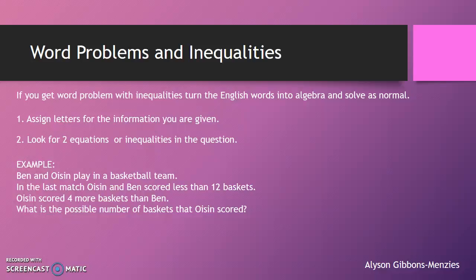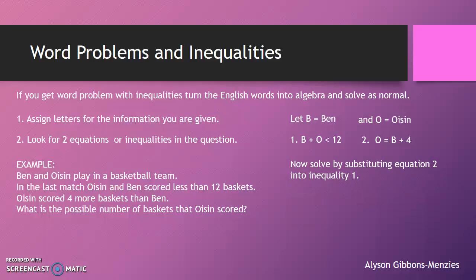Okay, let's look at number 1 above. Let's assign letters for the information we're given. So let Ben be B and Oshin be O. Now we've got to look for equations or inequalities in the question. So, in the last match, Oshin and Ben scored less than 12 baskets together. So B plus O is less than 12. And the other information we're given is Oshin scored 4 more baskets than Ben. So Oshin, O, equals B plus 4.